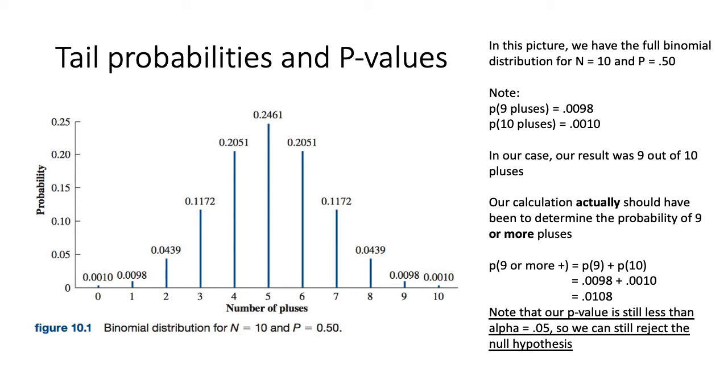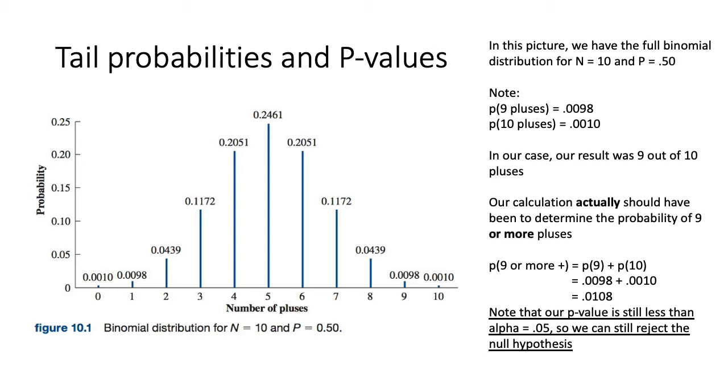And by the way, 0.0108 is still less than our alpha level, so we can still make a decision to reject the null hypothesis. So we can reject the idea that THC does not do anything to appetite and go with the fact that it increases it. Now, what we've just done is done a tail probability in one tail, right? We looked up here. We ignored what was going on down here, and we just looked at the top tail.